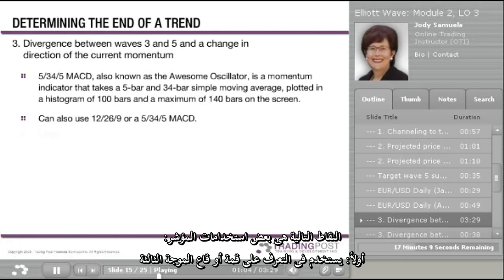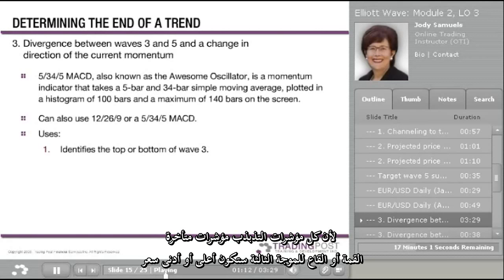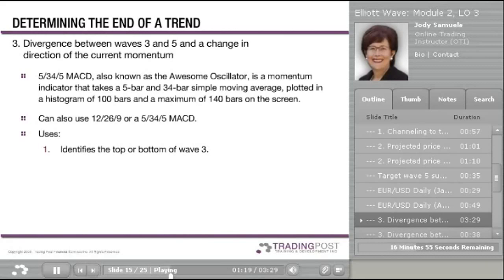Some of its uses are as follows. 1. The Awesome Oscillator identifies the top or bottom of wave 3. Because all oscillators are lagging indicators, the top or bottom of wave 3 will be the highest or lowest price that occurs between 1 and 5 bars on the oscillator prior to the top or bottom in the oscillator.